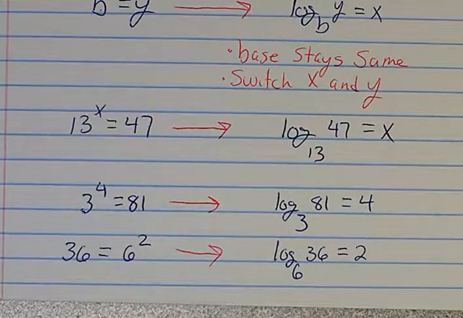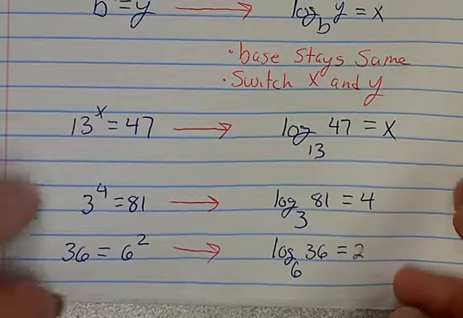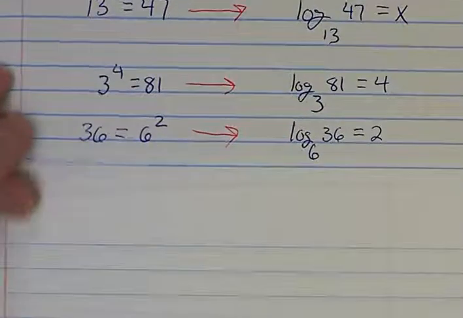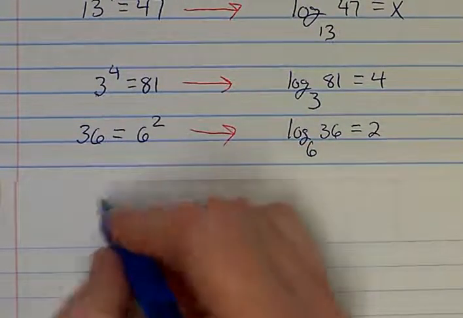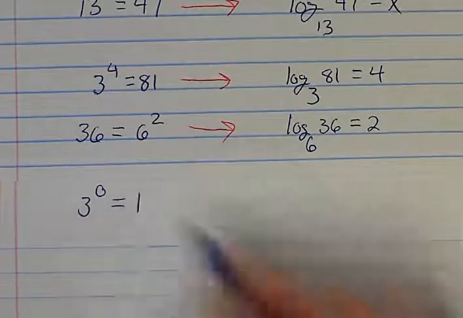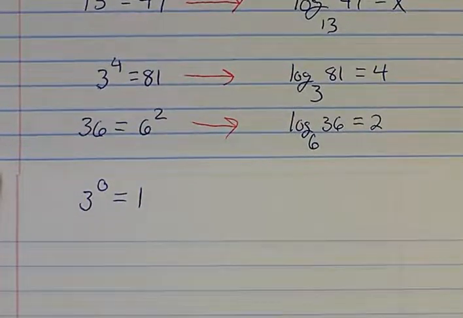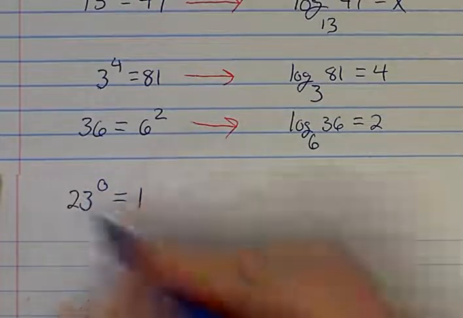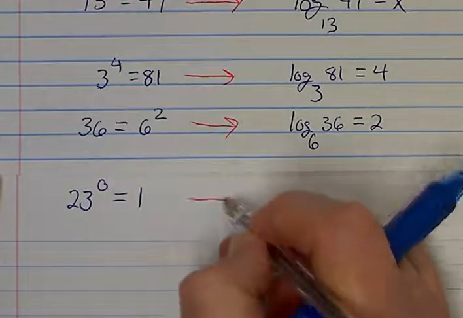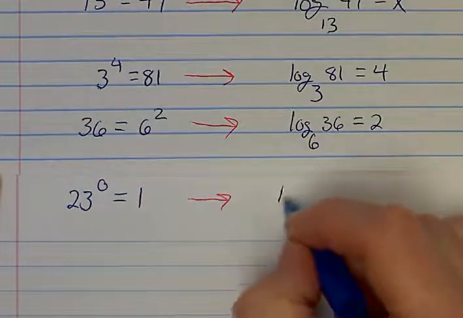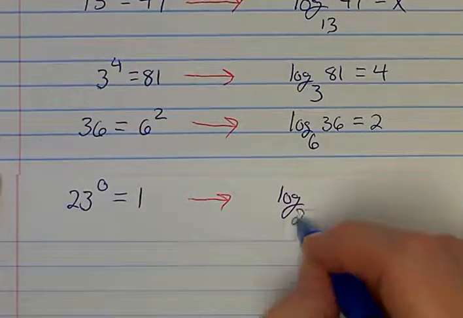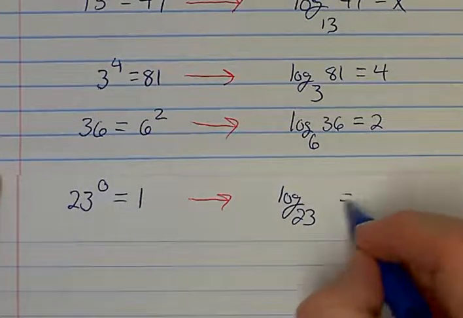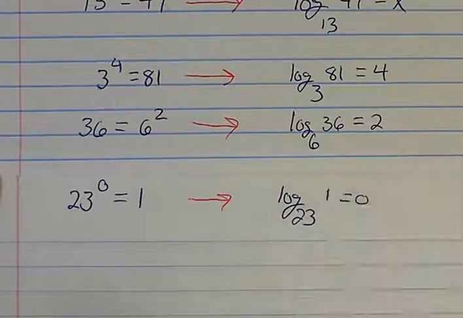And then a couple other ones, I wouldn't say they're trick questions, but some of them just look a little bit funny. You get 3 to the 0 power equals 1. Or let's make it 23 to the 0 power, just to be different. They ask you to write it in log form. There's your log. And again, 23 is your base, 0 is your exponent. So your 23 goes here, the exponent goes over by itself, and this 1 now goes there.